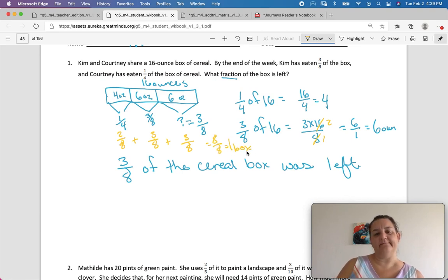Okay? There's lots of different ways I could have done that. I could have actually just called this 1 box. We didn't have to figure out the ounces at all. I did that because I wanted to know.